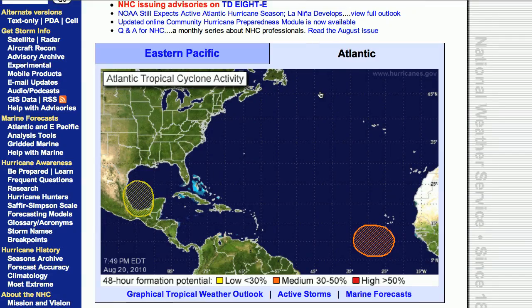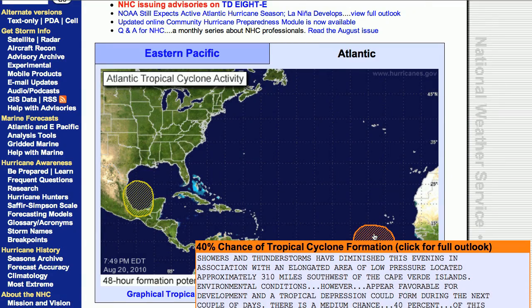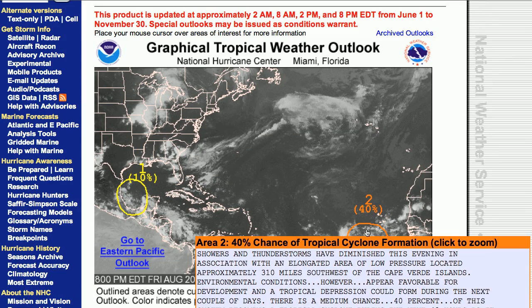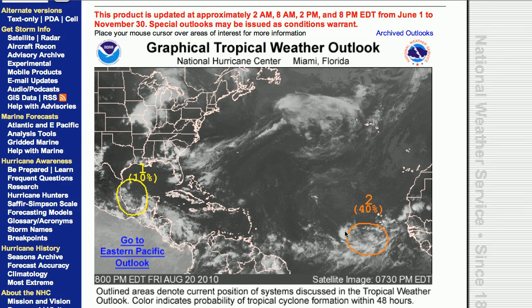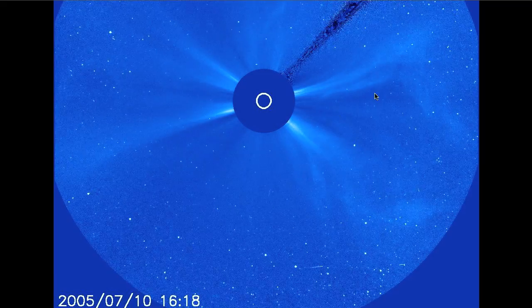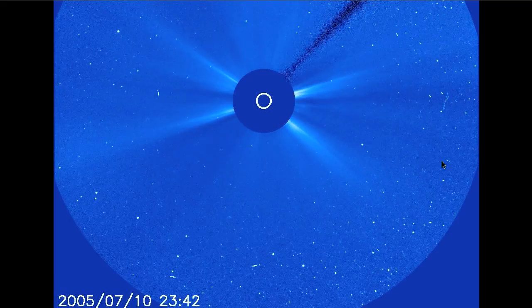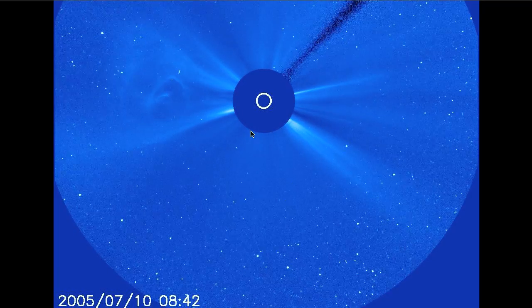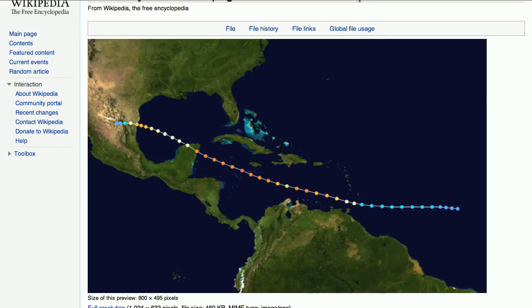Now, Emily had a trajectory that is similar to what the Hurricane Center is looking at for this storm. This storm is right here right now, and it could move in this direction, which would be very similar to Emily's path.